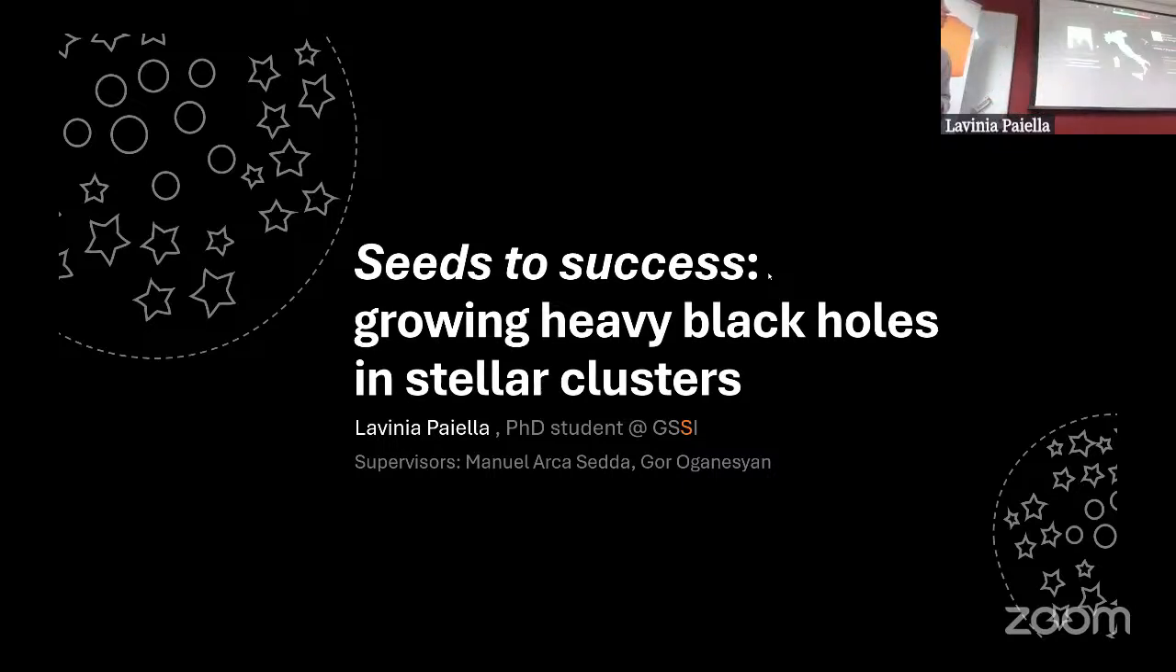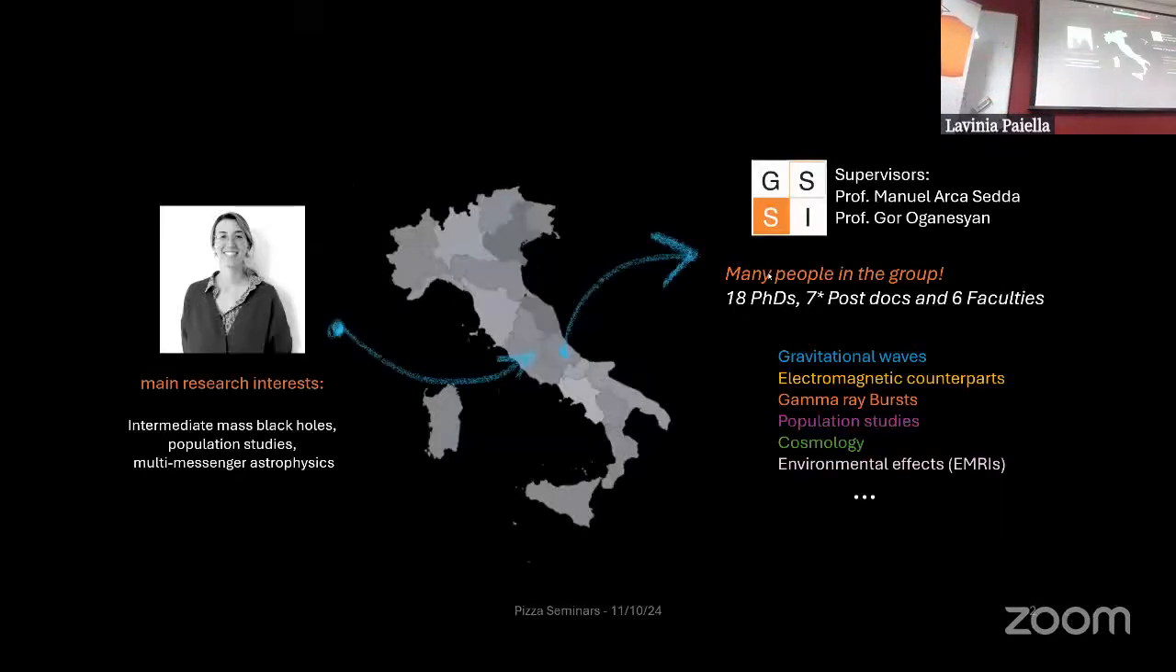So, okay, this is me, and my main research interests are intermediate mass black holes, population studies, and multi-messenger astrophysics. But indeed, I'm studying at GSSI, which is a very, this is a bit of an advertisement, I must say. It's a very diverse environment, so there are many people working on different fields. Among those, also Stefan was here and invited me. Thanks, Stefan. And so most projects are very intersectional, and this is very good.